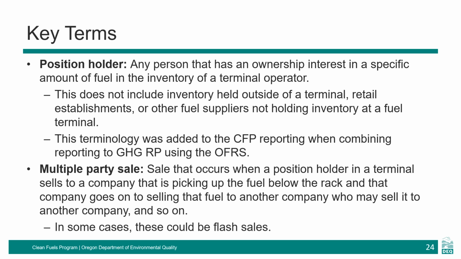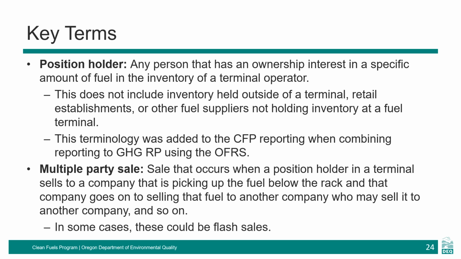Another important term is position holder, which refers to anyone who has ownership interest in a specific amount of fuel within a terminal operator's inventory, but it does not include inventory held outside of a terminal, such as at retail locations or other fuel suppliers. This term was added to the Clean Fuels program when reporting was combined with the Greenhouse Gas Reporting program using the online fuels reporting system, that is OFRS.